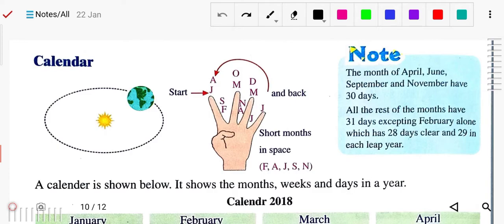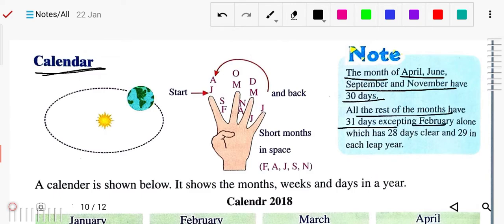First of all, about this calendar: in one year, how many months? 12 months. Each month has a different number of days. April, June, September and November have 30 days. All the rest of the months have 31 days, except February alone, which has 28 or 29 according to the leap year. If it is a leap year, then it will be 29. Otherwise, it is 28.